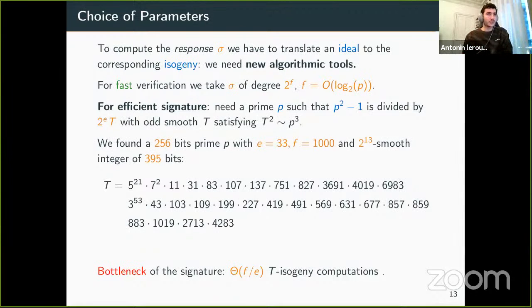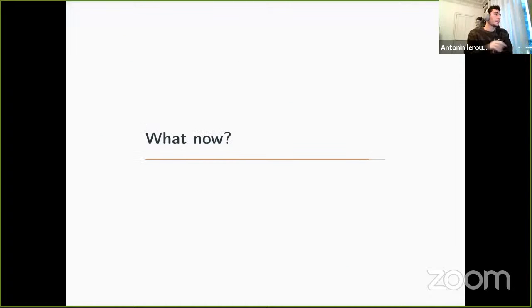Okay, so this is for the parameters. With these parameters, we obtain the implementation and the times that I showed you, which gives verification in 40 milliseconds and signature in 2 seconds, basically. So now let me conclude this talk with a few perspectives for the future.